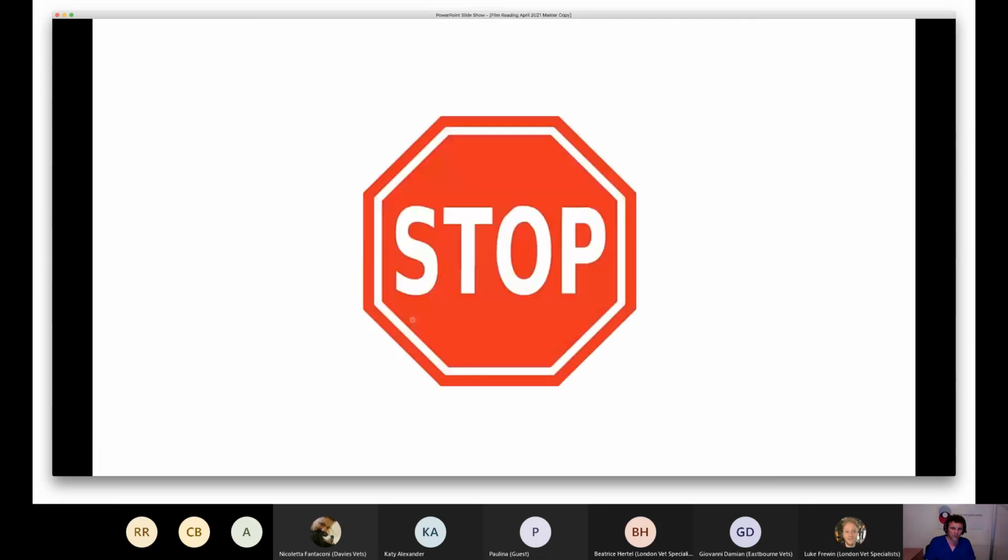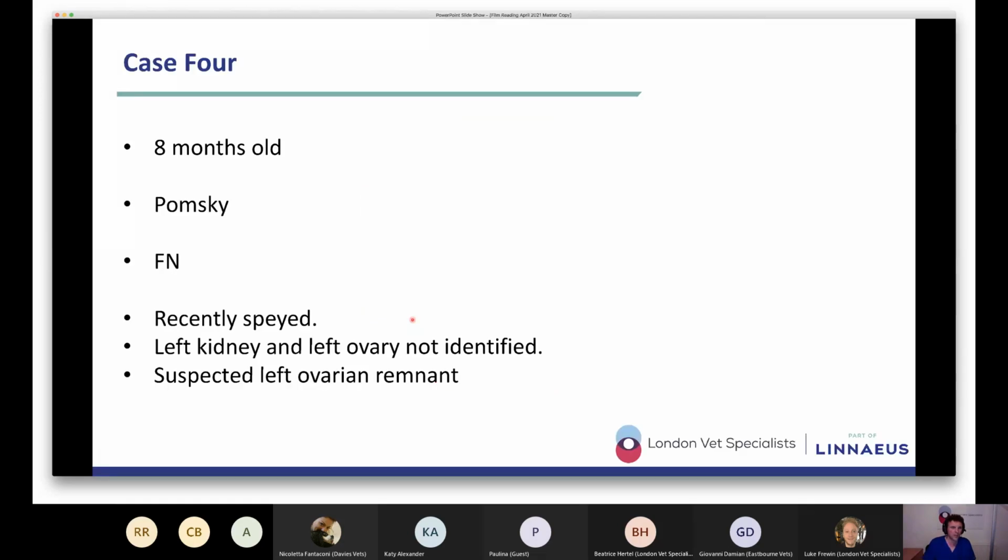to the final case of the evening, which is an 8-month-old Pomsky, female neutered. It's only been spayed very recently. Now, the spay was a tricky one. During the op, we weren't able to identify the left kidney or the left ovary. Since the spay, this dog has continued to show signs of oestrogen, coming into season. So there's a suspected left ovarian remnant.